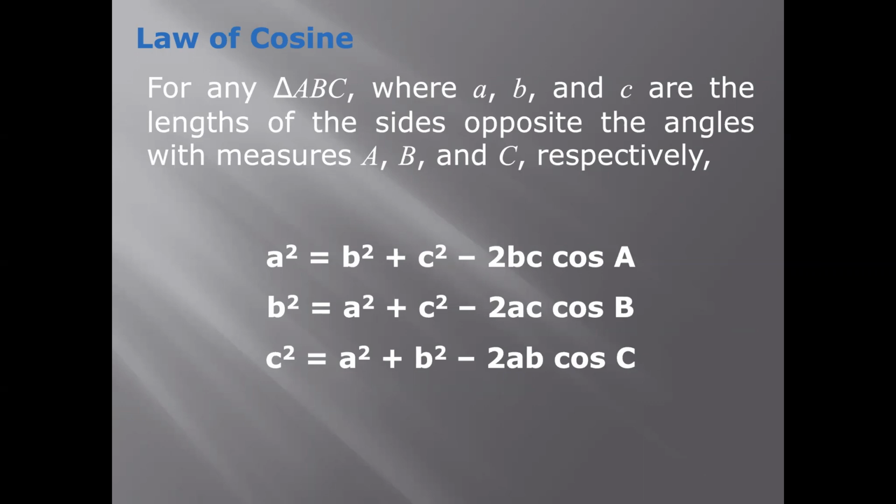If you notice, the left side of the equation is squared, which is a squared, b squared, or c squared. In order to finalize our answer, we need to get the square root of the equation on both sides. So after solving for this one, you need to get the square root of both sides of the equation to get the length of any side of a triangle.